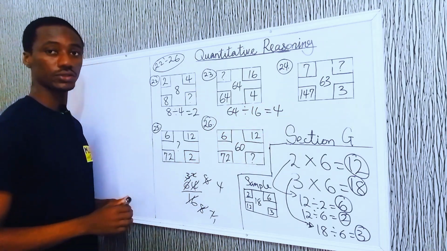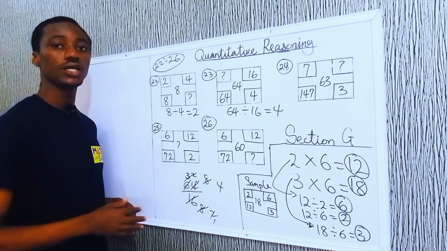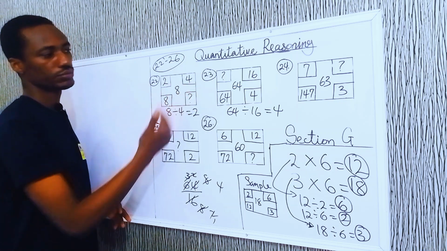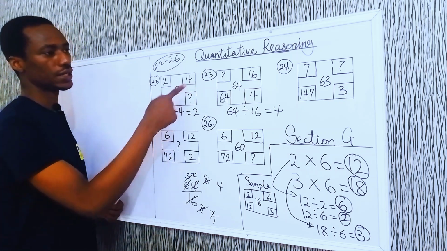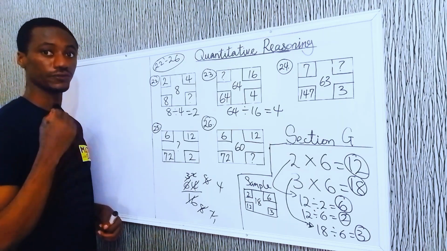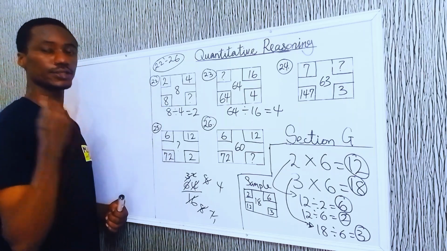So whichever method of division is easier for you and faster, because speed is very important in the exam. All right, you have just less than a minute to answer each of those questions. So work with your fastest method. So 64 divided by 16 is 4.